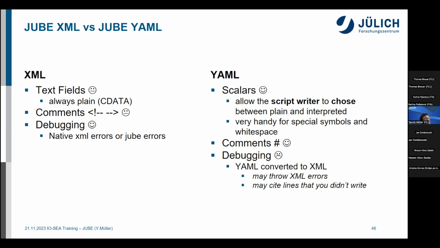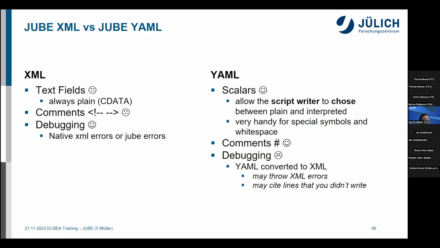And then at the end we have debugging. So internally, JUBE only knows XML. So if you have an XML file, the XML format errors should be as clear as XML format errors usually are. And then if there are some JUBE specific errors where you have a valid XML, but it's an invalid JUBE script, then I would say the JUBE errors are quite expressive and helpful. At least I found them to be. So I think with XML, the debugging is quite okay.